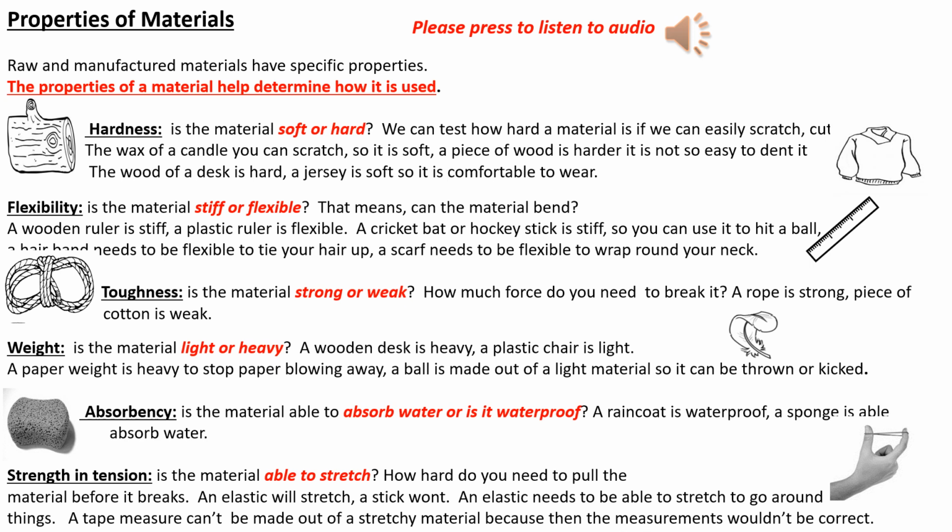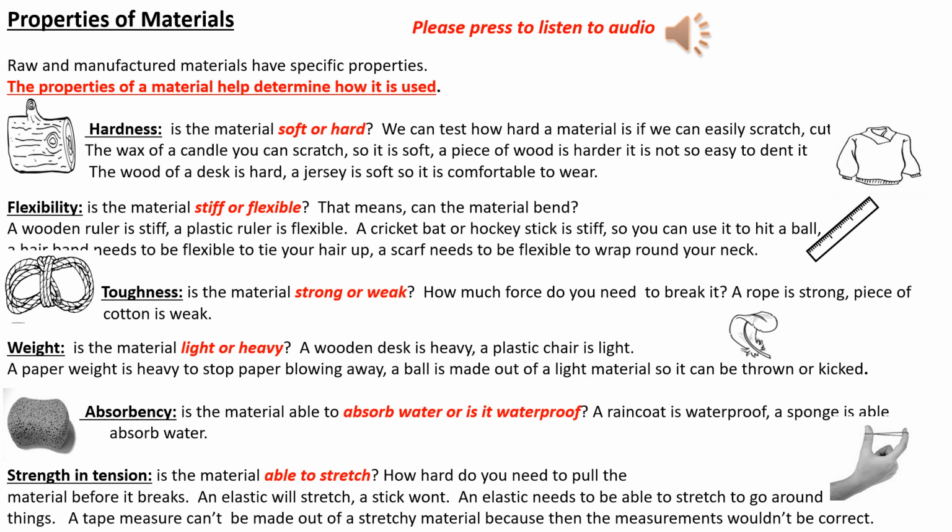Weight. Is the material light or heavy? A wooden desk is heavy. A plastic chair is light. A paperweight is heavy to stop paper blowing away. A ball is made out of light material so it can be thrown or kicked. Can you imagine if a soccer ball was made out of a heavy stone? I don't think that would make your toes very happy when you kicked it.